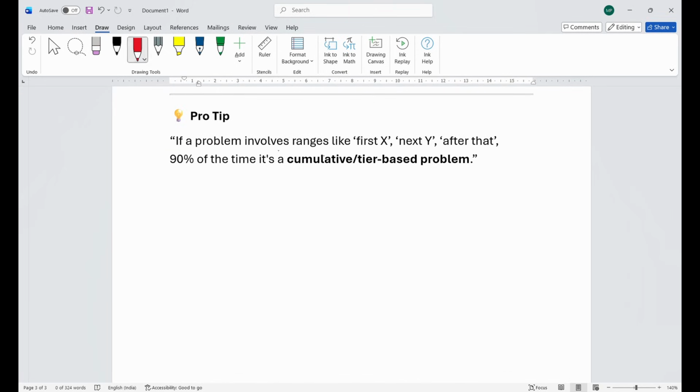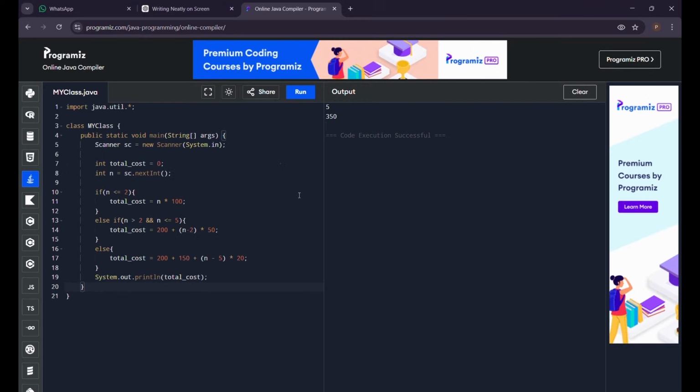So the tip is, whenever you see there is a first condition, and if it is not satisfied or if it is exceeded, proceed to the next condition, or if it is also exceeded, go to the next condition. In this type of problem, it is 90% sure that it is a cumulative or tier-based problem. So we have to consider conditions one by one. The previous condition matters for the current condition we are using. So let us quickly look at the code.